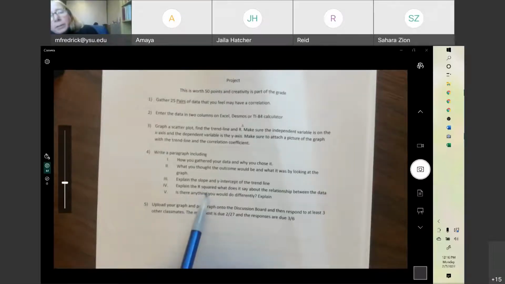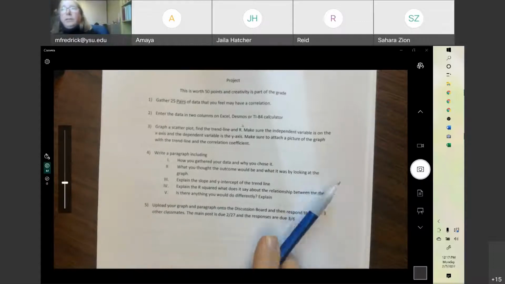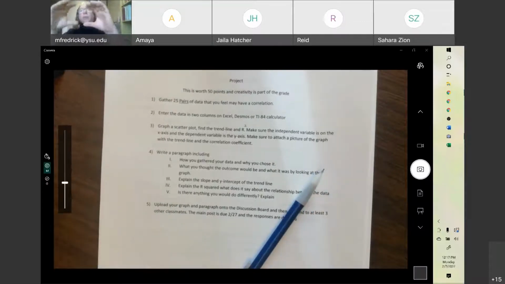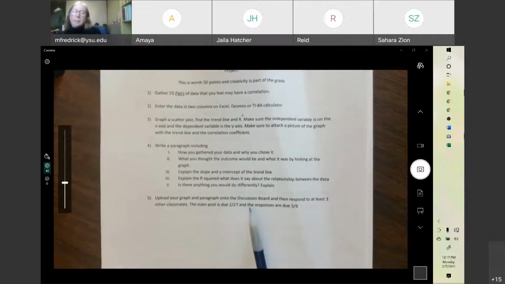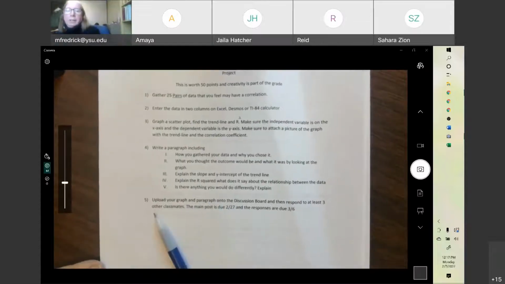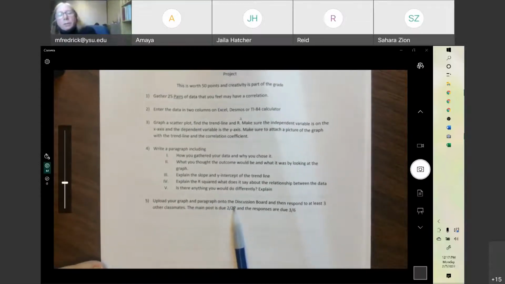Explain the R squared or R, whichever one you want to use. And is there anything you'd do differently? Then you're going to put all of this onto a discussion board. So you could do certain pictures with yours. It's up to you how you want to set it up. But you're going to set it up like a project. And then it is due on February 27th.